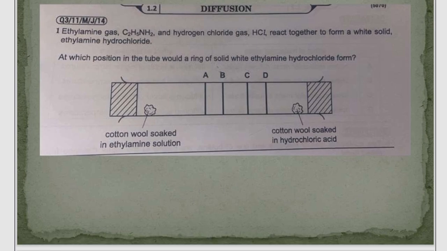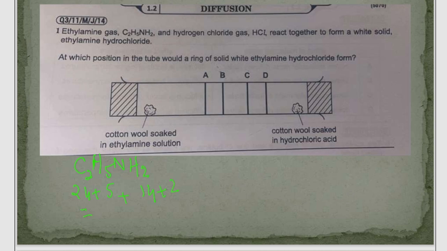Ethylamine gas, C2H5NH2, and hydrogen chloride gas, HCl, react together to form a white solid, ethylamine hydrochloride. At which position in the tube would a ring of solid white ethylamine hydrochloride form? Now we have to look at the masses of the substances. We will calculate the formula mass and molecular mass of the substances. C2H5NH2: 24 plus 1 into 5, 5, plus 14 plus 2.